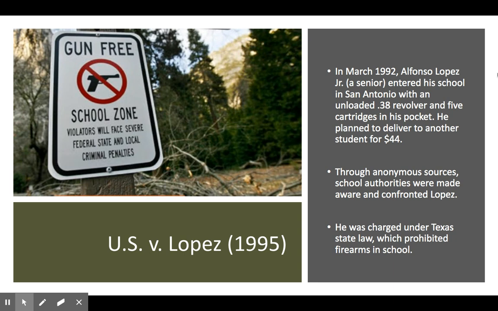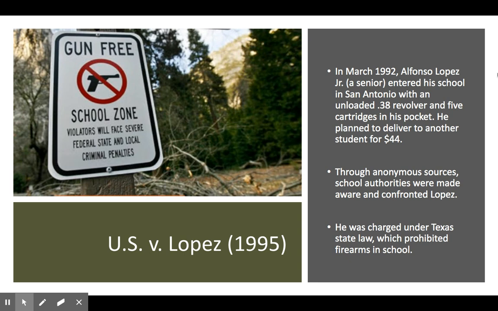This is one of the required cases for the AP exam, so make sure that you know the background and some of the details as well as the ruling of this case. So in March of 1992, Alfonso Lopez, who is a high school senior, enters his school in San Antonio, Texas, with an unloaded .38 revolver and 5 cartridges in his pocket. He plans to deliver this to another student. He's selling this gun and the ammunition for $44, trying to make some money selling the gun.